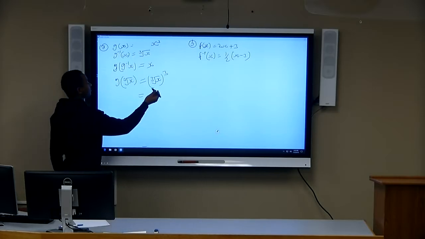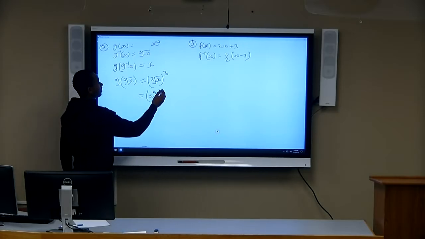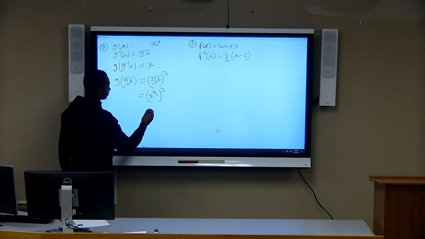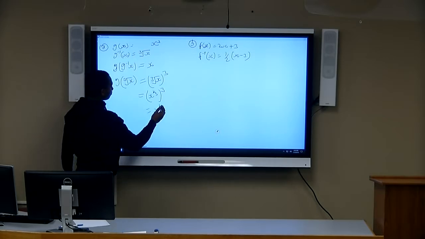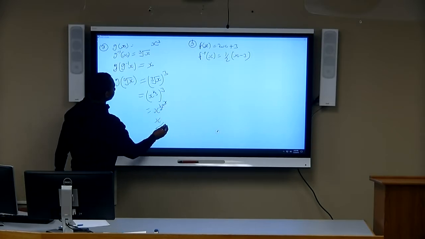X raised to the power 1 over 3 is the same as the cube root of x. So this thing is equal to x to the power 1 over 3 times 3. The 3 is going to cancel, so it's going to be equal to x.